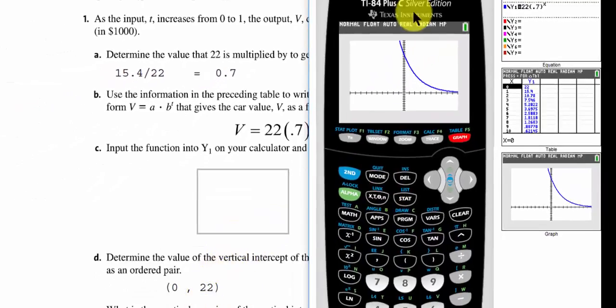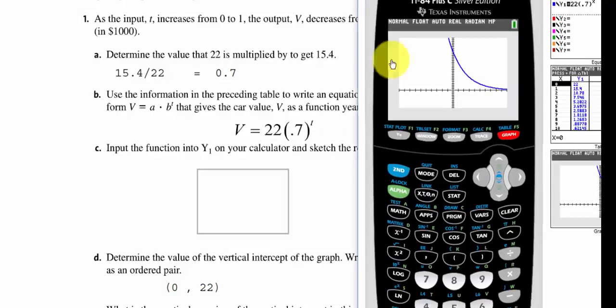The other way to find the vertical intercept would be substituting 0 for the input and solving for the output. The input in this case is t, and the output is v. So 0.7 raised to the 0 is 1. 1 times 22 is 22. So when t is 0, v is 22.